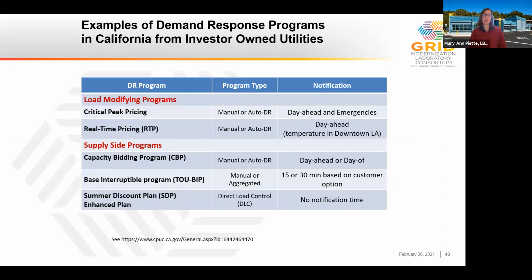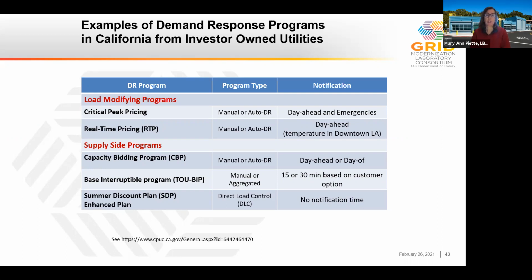So I want to give you a quick overview of some of the programs in California. California had something called bifurcation years ago. And we have load modifying programs that are primarily communicated to customers with pricing signals, something like critical peak pricing or real-time pricing. And we've been having a series of conversations with the utilities in California about more RTP. So the concept is, if the price is high, can we automate the load to go into some sort of different mode when prices are high?